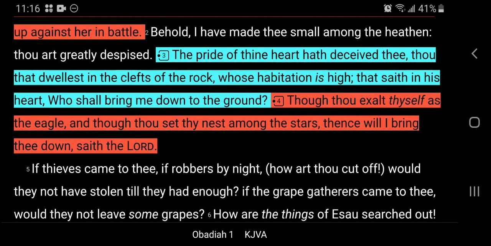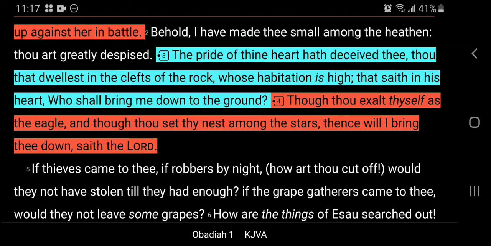Verse 3, the pride of thine heart hath deceived thee. Now who is the most prideful being on the planet? None other than the so-called white man. All right, that's why they said they're proud to be an American. All right, the pride of thine heart hath deceived thee.